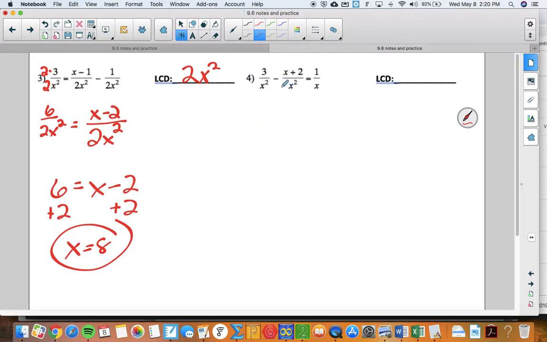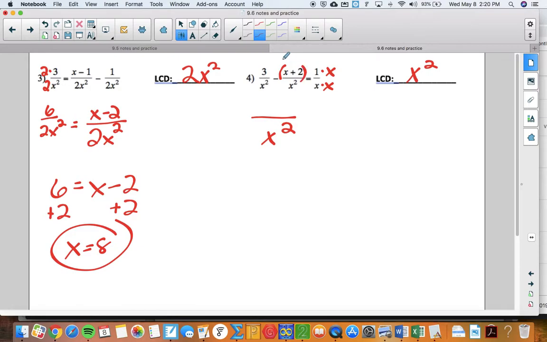Number 4, I have a denominator of x squared, and x. So if I multiply that second equation by x, I'll get a common denominator of x squared. But what I do on the bottom, I have to do on the top. So on the left side of the equation, I already have common denominators, so I can subtract them. So I get 3 minus x plus 2.